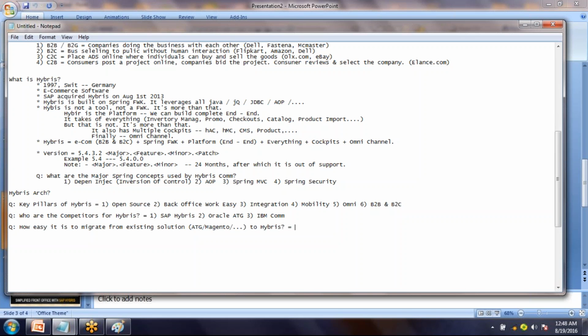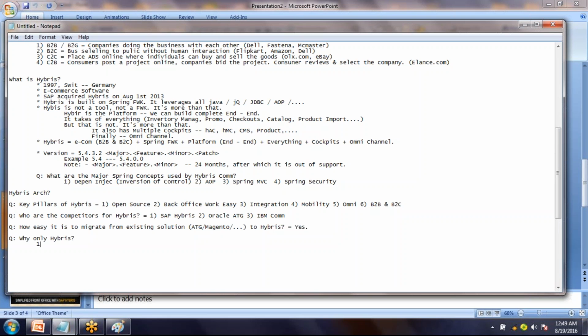Absolutely, yes, you can migrate. But if anyone asks how complex this is, that complexity all depends on how the application is. But Hybris provides the flexibility for that conversion very easily. That means you can do those conversions very easily. That's about how you can convert from other products to Hybris. The answer is yes.